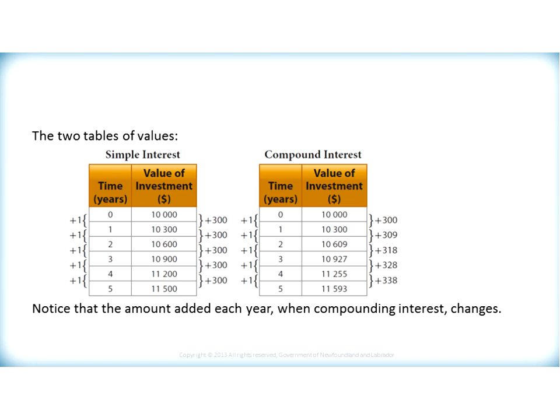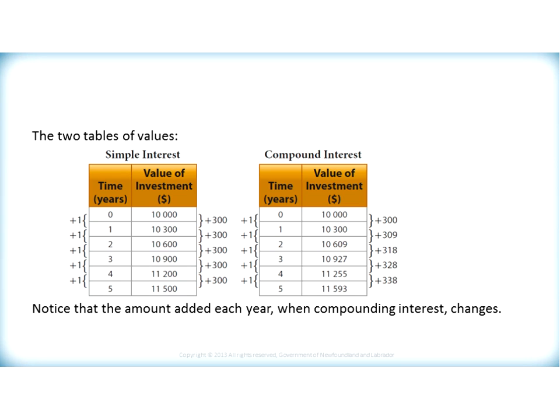In year 3, we're adding 3% to the amount that we have in the investment at that time, which is $10,609. 3% of $10,609 is $318. So now we have, after 3 years, $10,927 in our account. After 4 years, we're adding 3% to the $10,927, which is $328. So after 4 years, we now have $11,255.